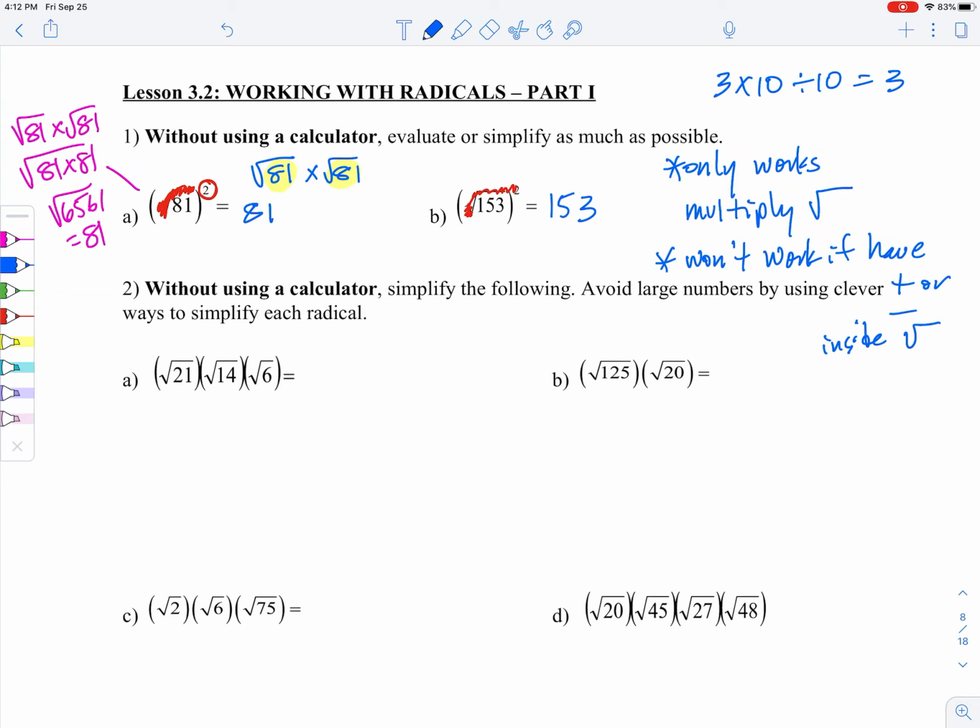Okay. Question 2 says, without using a calculator, simplify the following. Avoid large numbers by using clever ways to simplify each radical. So the key is, we're going to simplify each radical, and then we're going to look and see if that helps us out at all.